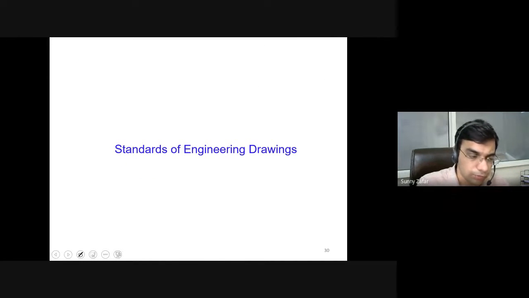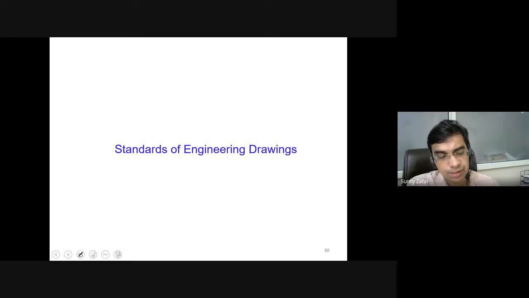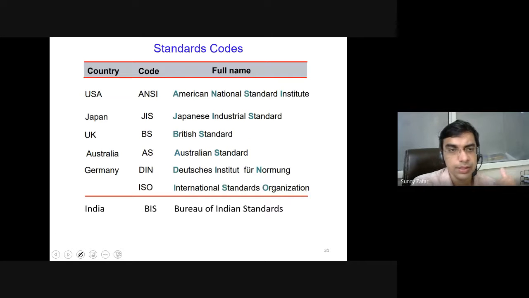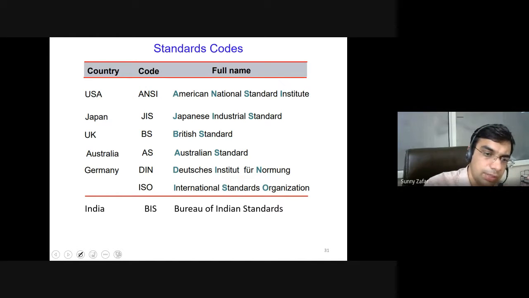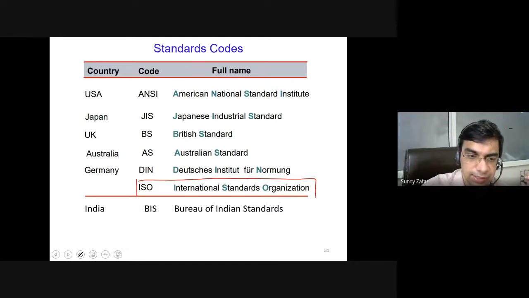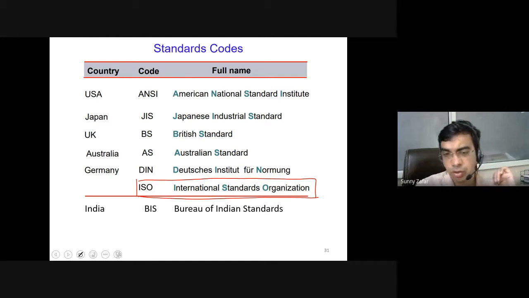So next we move to a very important part, that is the standards in engineering drawing. So in engineering drawing, typically there are different sets of standards which are being used. These include the standards which are established by different countries, but now what we are using are the ISO standards, which are international standards set by the International Standard Organization.